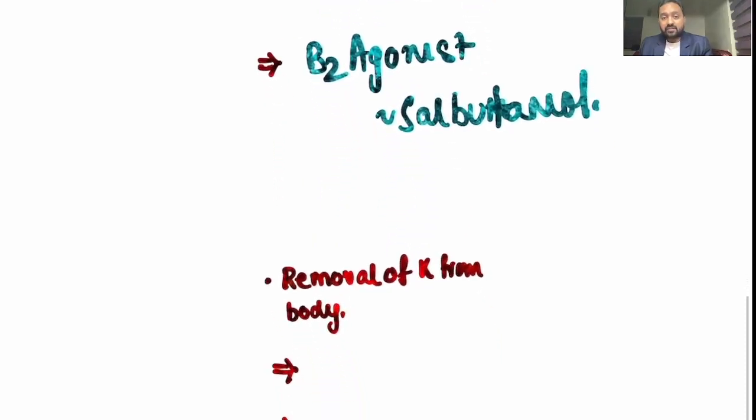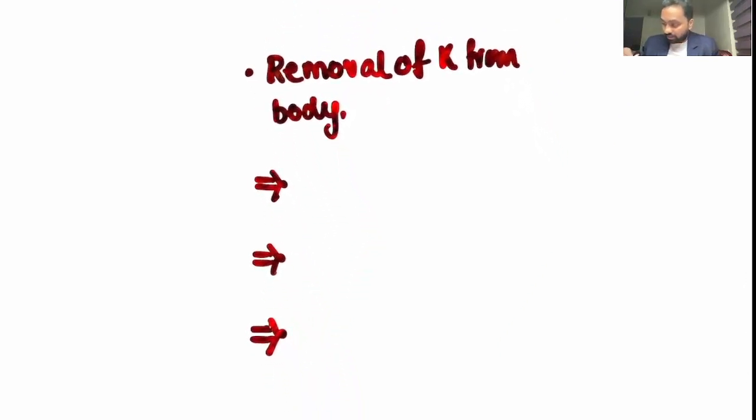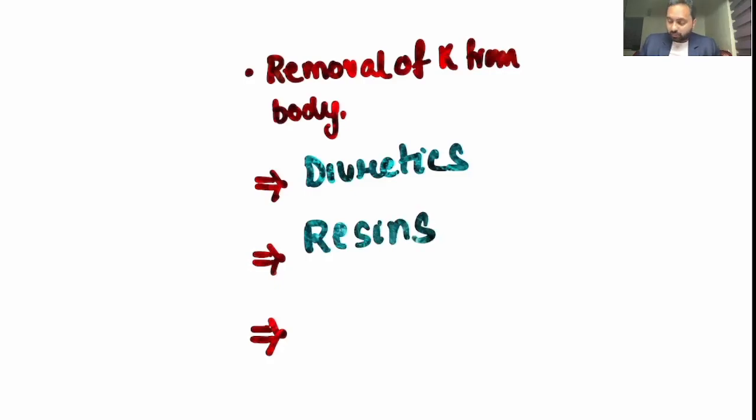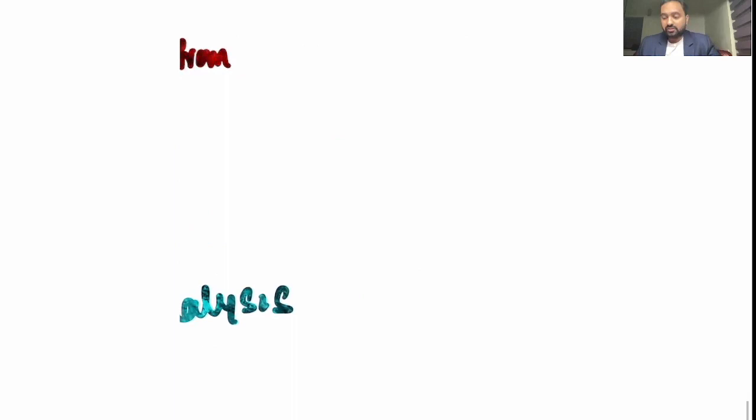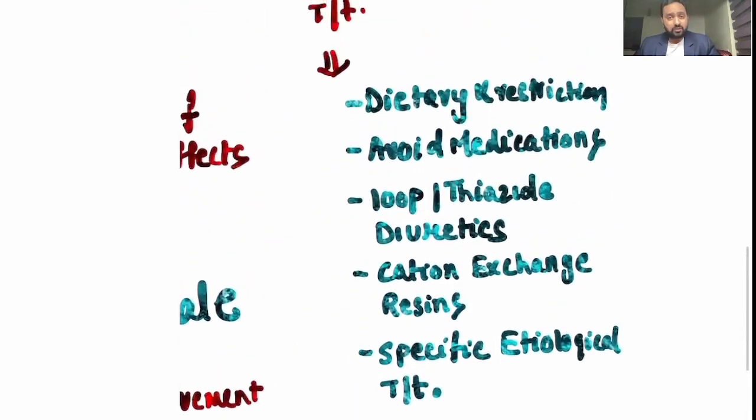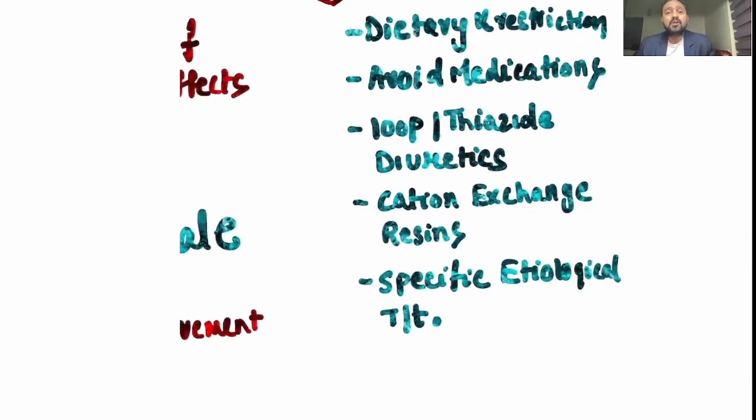And then your last category would include removal of potassium from the body, which would include use of diuretics, right? Then it would include use of resins, and it would include hemodialysis, right? And your non-emergency treatment would include dietary potassium restriction, avoiding medications which cause hyperkalemia, use of loop and thiazide diuretics, cation exchange resins, and the specific etiological treatment like for Addison's disease or aldosterone deficiency, which are the causative agents of your hyperkalemia, right?